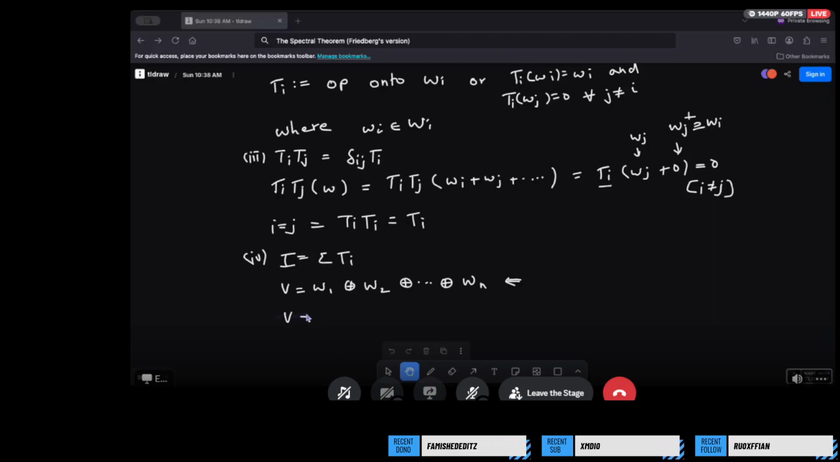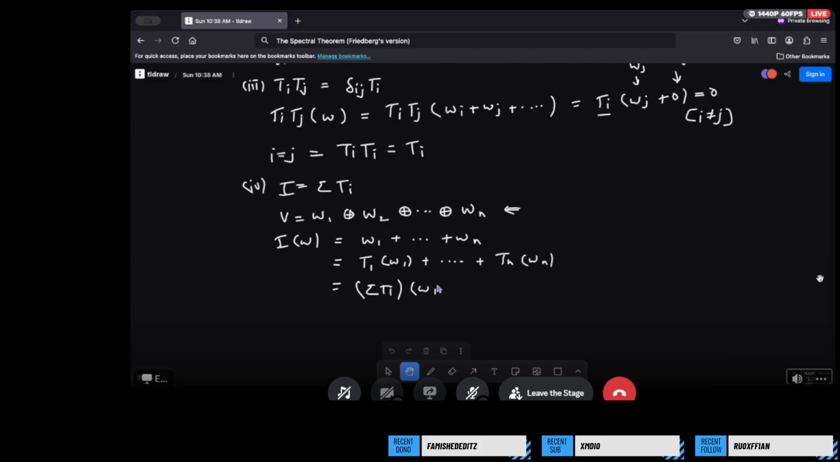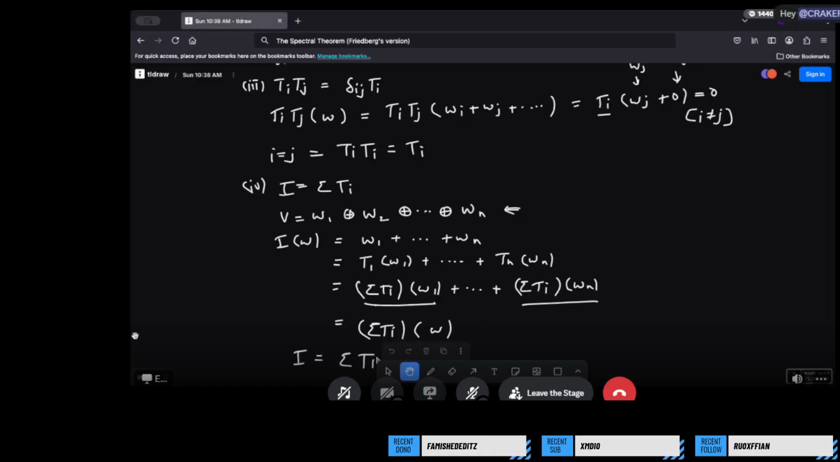So I of W is equal to W1 plus dot dot dot plus Wn, which is also equal to T1 of W1 plus dot dot dot plus Tn of Wn, which is also equal to summation Ti of W1 plus dot dot dot summation Ti of Wn. And this is because all the other i's which are not 1 are just 0. And here all the other i's which are not n will evaluate to 0. And then you can factor out the summation Ti and you get W back inside. So we indeed do have identity being equal to the summation of Ti.